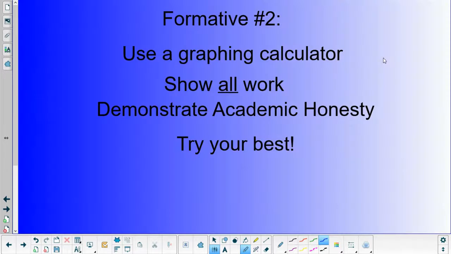All right, at this point, we're going to do formative number 2. Most of the things on the formative are from when we talked about the last lesson. There are maybe 1 or 2 questions that talk about residual plots. Please use your graphing calculator. You can use your notes if you would like to. Show all work when you can. Please make sure you're demonstrating academic honesty and doing your own work. And of course, try your best. I am available in our virtual classroom if you have questions or you want me to check something for you. Feel free to stop by.